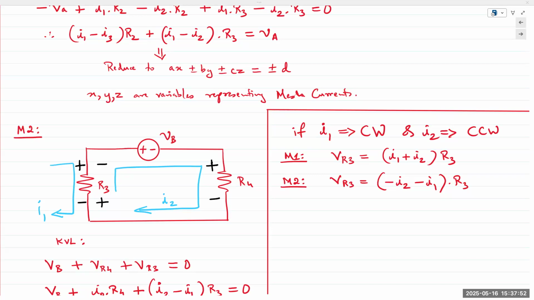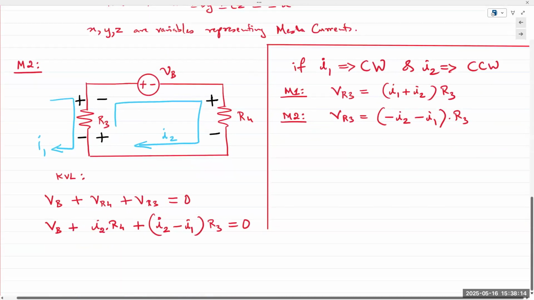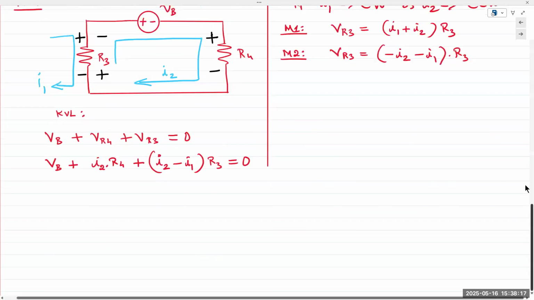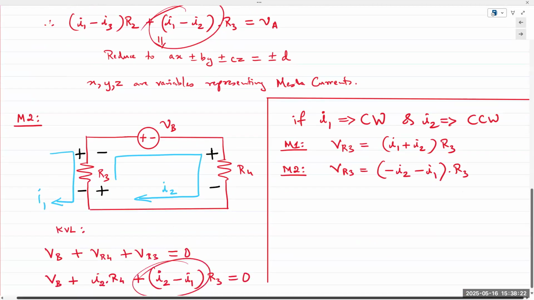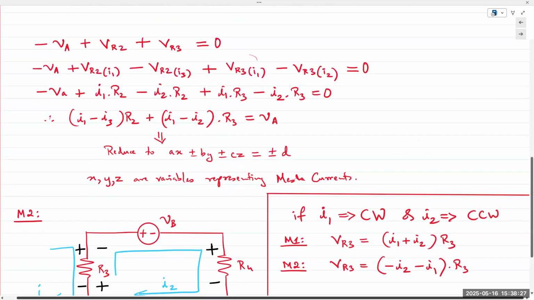If you choose a different direction for your currents, that also does not matter because this equation will then be balanced out by this equation. Does that make sense? You had I1 plus I2 in the first one, and the next one you had minus I1 minus I2. And if you choose clockwise directions for both or counterclockwise, you will get I1 minus I2 for the first one, and the next one you get I2 minus I1.